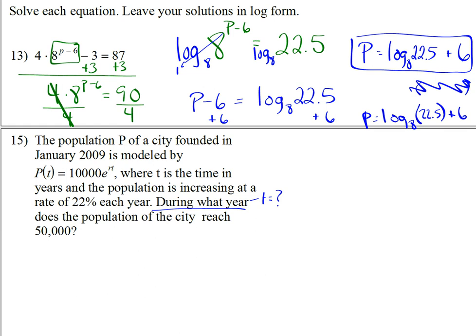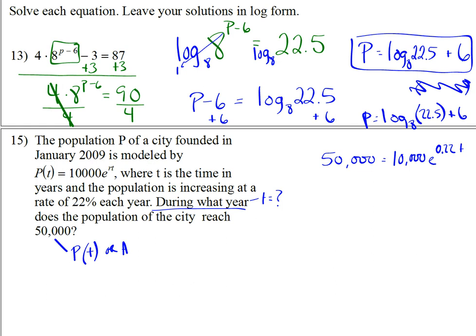Does the population of the city reach 50,000? So that is P of T or A. So let's look at it, we've got 50,000 is equal to, what do we start with? Just 10,000, e to the 0.22t. So how are we going to solve that?